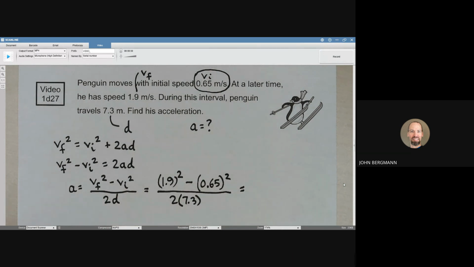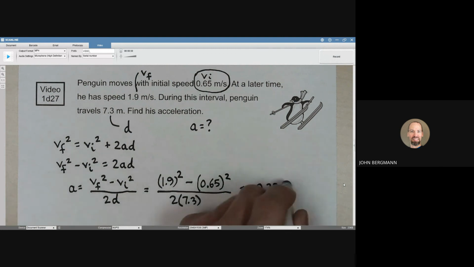Now, when we type this into our calculator, we need to go 1.9 squared minus 0.65 squared, hit equals, and then you need to make sure that you divide by 2 and also divide by 7.3. I recommend you type this into your calculator and see if you get to 2 significant figures the same number we did, which is 0.22. And the unit for acceleration, we know now, is meters per second squared.